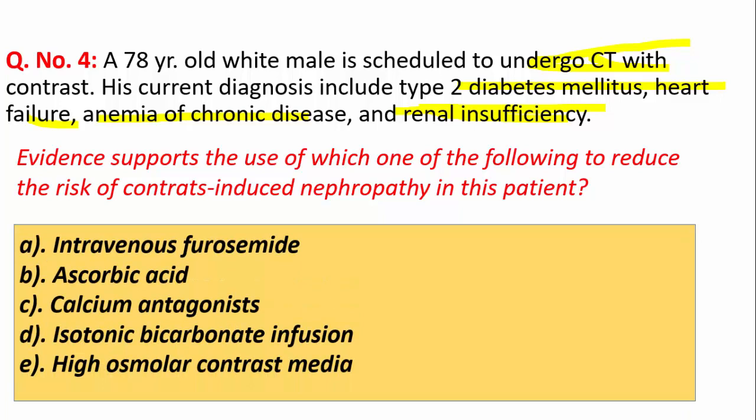The options are IV furosemide, ascorbic acid, calcium antagonists, isotonic bicarb infusion, and high osmolar contrast media. So again, as we have discussed, if there is an option of normal saline, then that will be perfect, but if not, then bicarb or acetylcysteine will be the next answers.